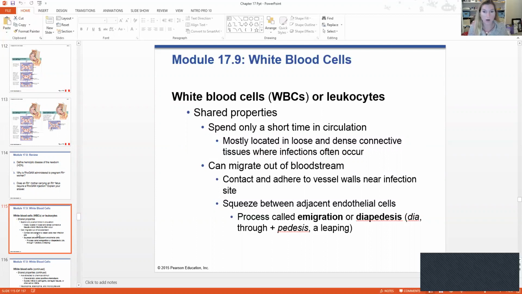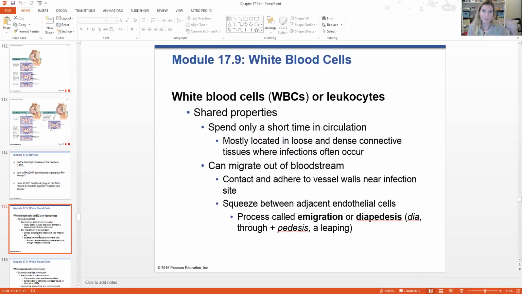They have some shared properties, right? They have a short time that they spend circulating. They're mostly kind of waiting in the wings of our connective tissue. So they're waiting in the underlying tissues of the dermis, waiting in the reticular tissues, just waiting to be called to action, pretty much. They can migrate out of the bloodstream and come back into the bloodstream. So they're migratory. They don't just stay in the blood all the time. Some of them do, but not always.